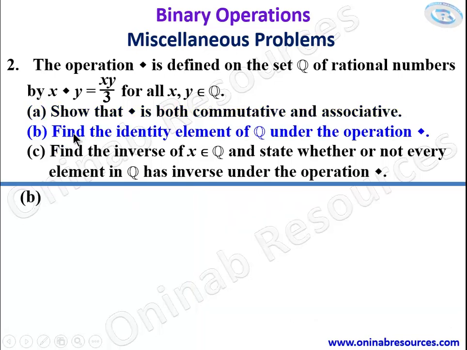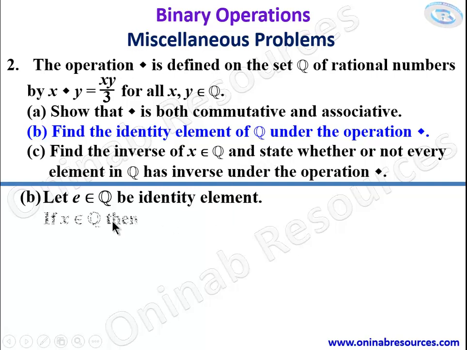For B part of the problem, find the identity element of Q under the operation diamond. Now we let E in Q be the identity element, and with that, if x is in Q, then x operation E is equal to x. This is by definition of identity element.